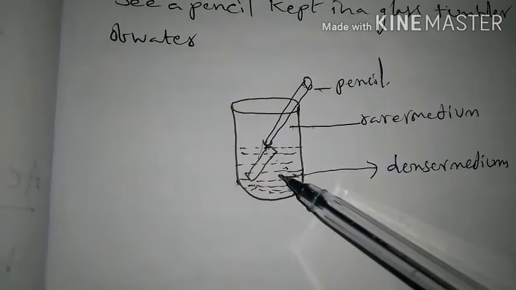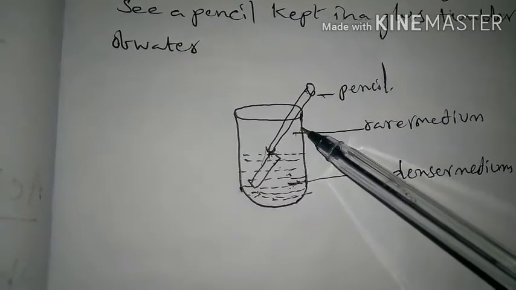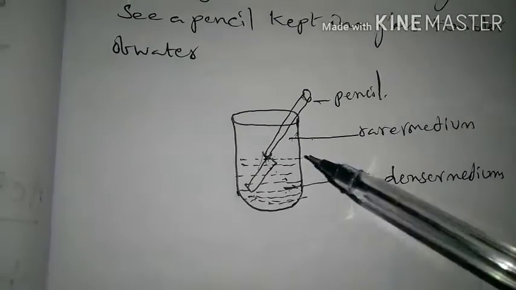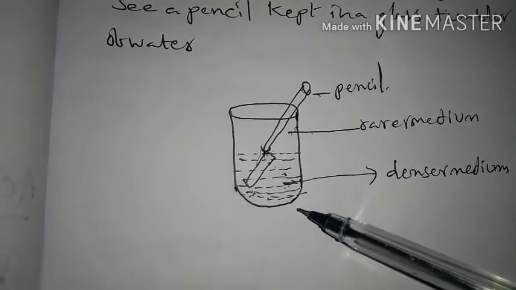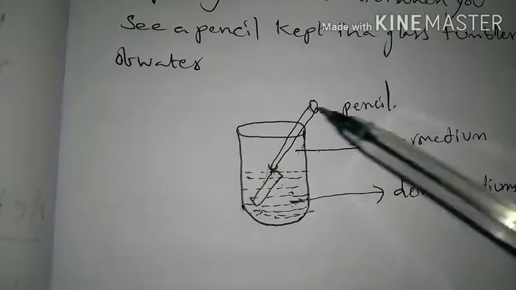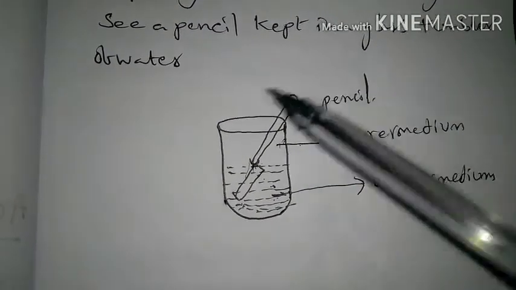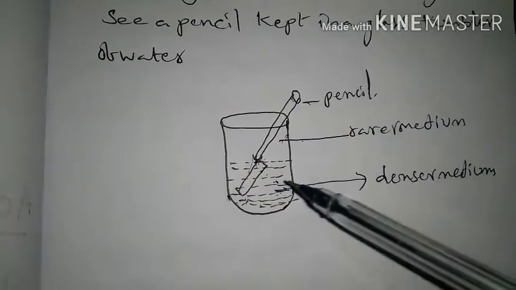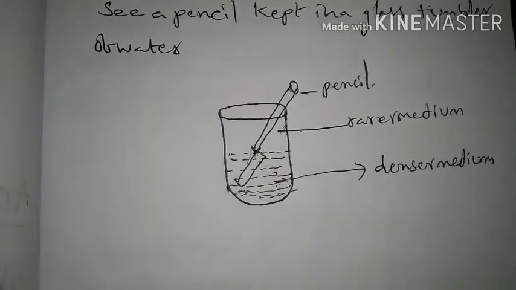See the pencil from the top of the glass. It appears somewhat thicker when observed from the top of the glass. Okay, this is called refraction. This is activity 1.